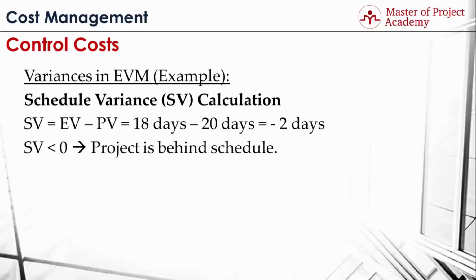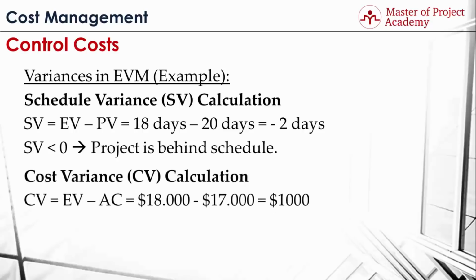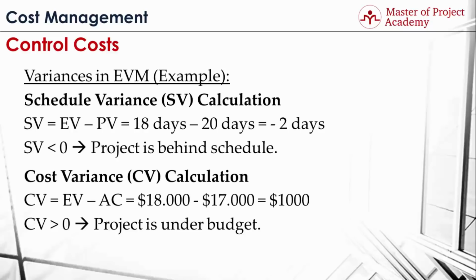Let's calculate the cost variance now. 18% of the work has been completed, and this was valued as $18,000 in the 20th day of the project. And for this, $17,000 has been spent. So earned value was $18,000 and actual cost was $17,000 for the project. If we substitute these values in the cost variance formula, we will find the cost variance as $1,000. Cost variance is greater than 0, therefore project is under the budget.